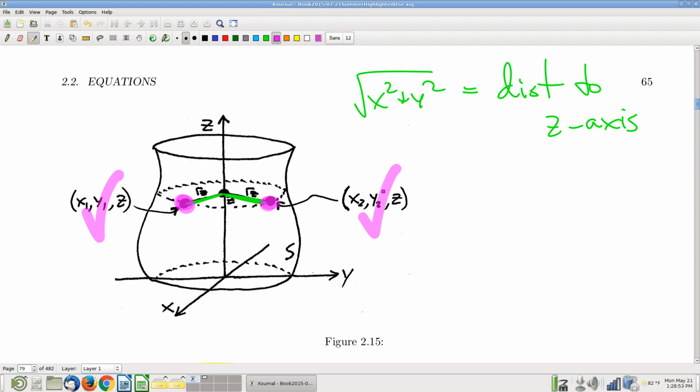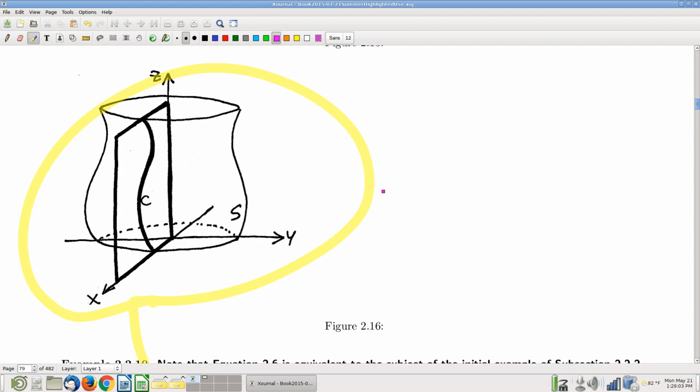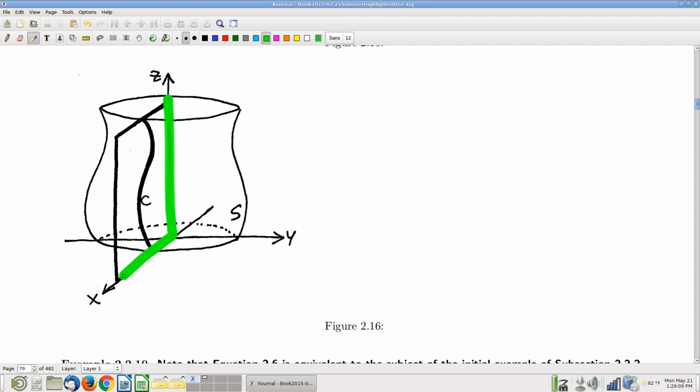Now, here's how you can capitalize on that. Suppose you know that your surface is rotationally symmetric. Well, a rotationally symmetric surface, if I were to know the cross-section in this half plane, I don't even need the whole plane. In fact, I need to draw my focus to just this half plane. You'll see why in a minute.